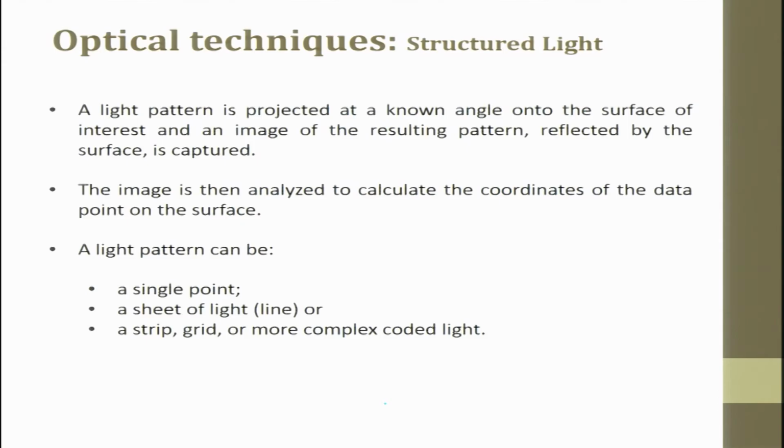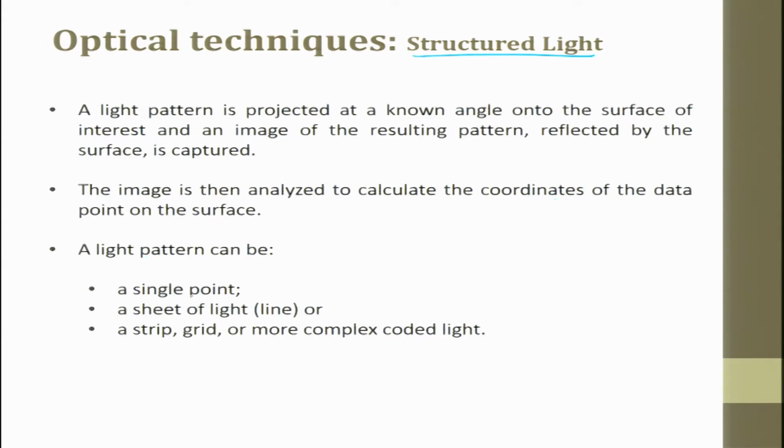The other technique, one was triangulation, the other technique is using structured light. The light pattern is projected at a known angle onto the surface of interest and an image of the resulting pattern reflected by the surface is captured. So, you throw a structured light on top of an object, then from there what gets reflected you start analyzing. The image is then analyzed to calculate the coordinates of the data points on the surface.